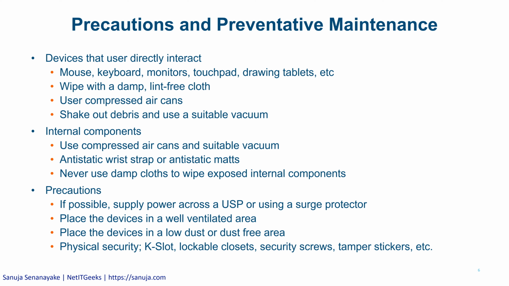Then physical security. There are Kensington slots or K slots available on most devices, from servers to even keyboards. You can buy them with K slots on them. So if you're worried about somebody taking devices home or breaking them and stuff, you can use the K slots.